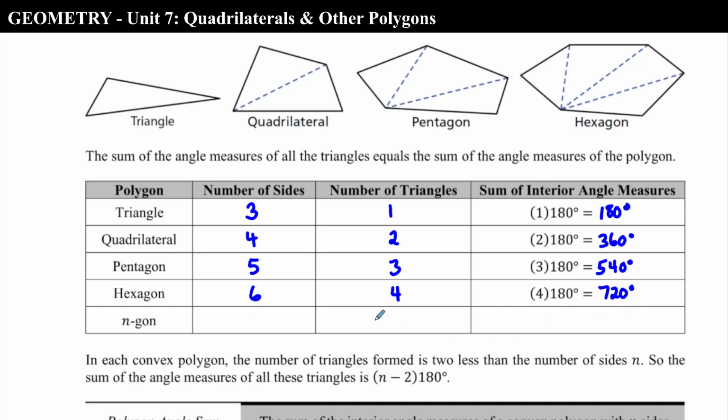So what about an n-gon? Let's generalize this. An n-gon has n sides. The number of triangles we end up with: 3 minus 2 gives you 1. 4 minus 2 gives you 2. 5 minus 2 gives us 3. 6 minus 2 gives us 4. So n minus 2 triangles. An n-gon has n minus 2 triangles when you draw all the diagonals from one vertex. So we can generalize this as n minus 2 times 180 degrees. And that gives us the formula to find the sum of the interior angle measures in any polygon.